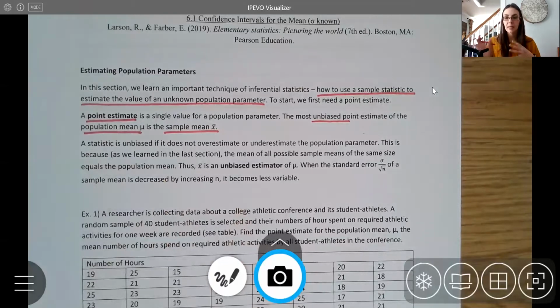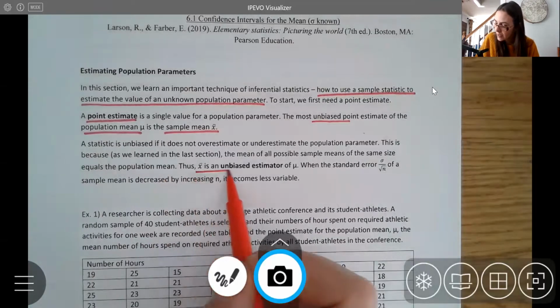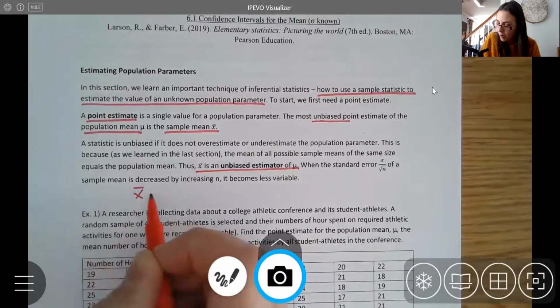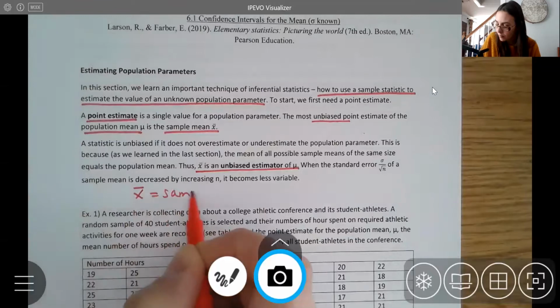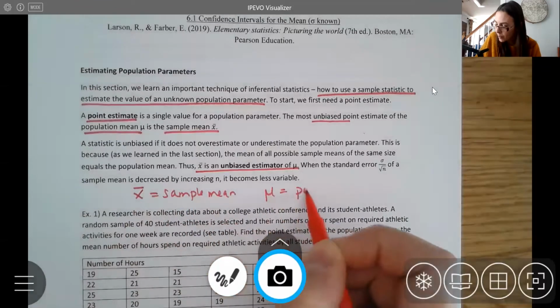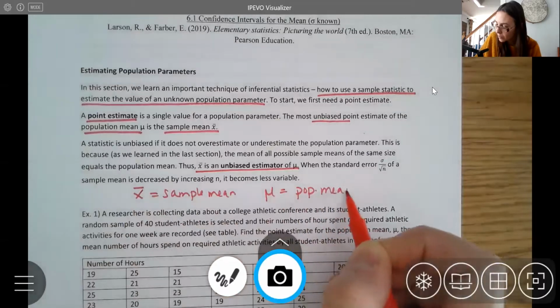If we end up sampling many, many times over and over again, and we took the average of all those means, we would get the population mean. So if you have lots of samples and you're willing to do this over and over again, it really targets that population mean pretty well. So the sample mean is an unbiased estimator of the population mean. Again, we're letting X bar equal the sample mean, and mu equal our population mean. So just keep your notation in mind.